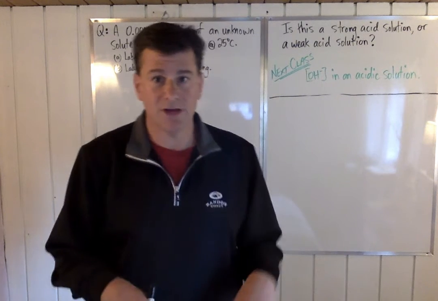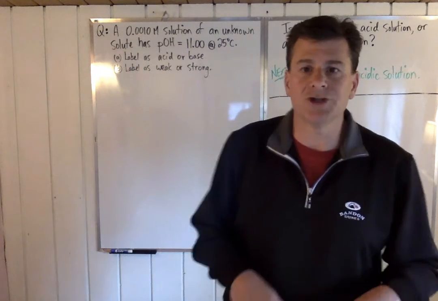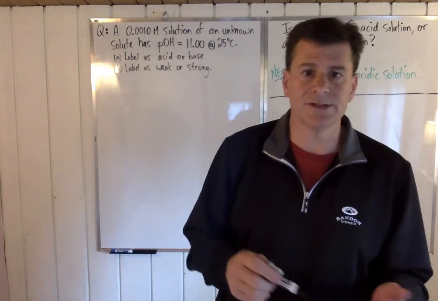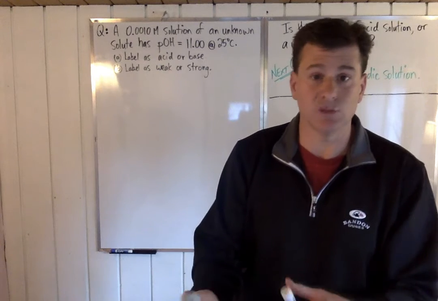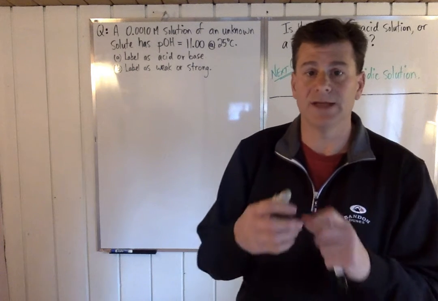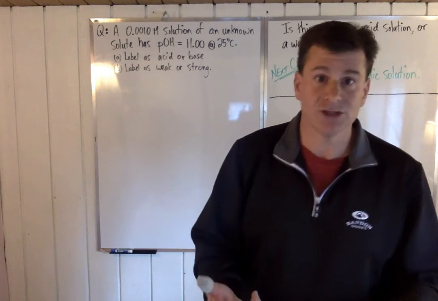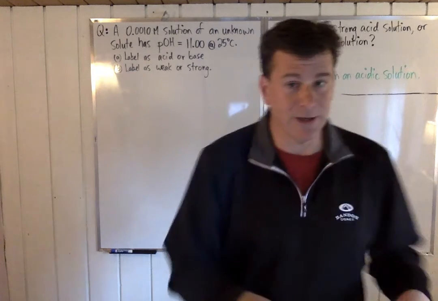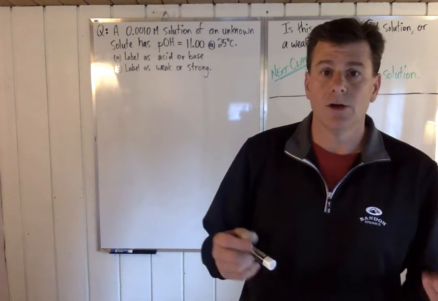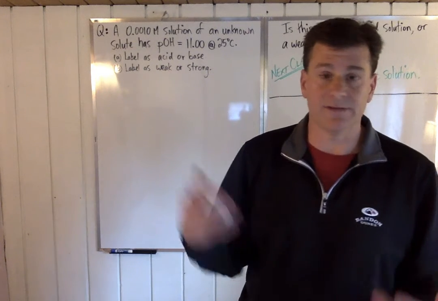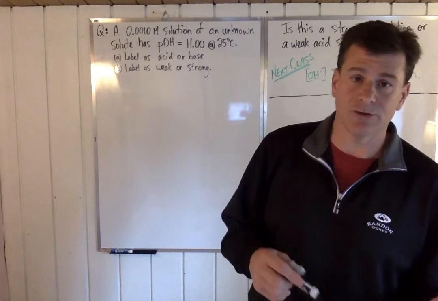So, as per usual, I've got a problem up here over my shoulder. The question is fairly straightforward. A 0.0010 molar solution of an unknown solute. So you've taken something, you've dumped it into water, and you've made a solution of it so that it's 0.0010 molar. And there's a pH or a pOH. In this case, I put up pOH. So the pOH is 11.0 at 25 degrees Celsius. Let's go through a couple of questions: is this an acid or a base? Is this weak or strong? So let's answer the first question. Is this an acid or a base?